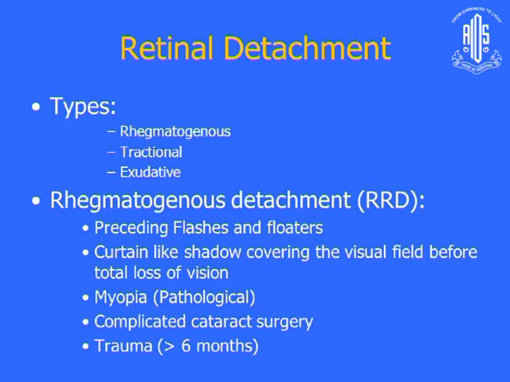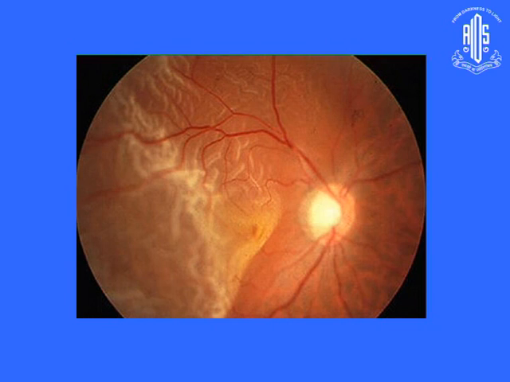If there is a history of complicated cataract surgery, or if you see on slit lamp that the surgery was complicated, then also you can consider the possibility of retinal detachment. This is in the history itself. Trauma usually doesn't cause it immediately; it is anything more than 1 or 2 months later, and usually we see retinal detachment after 6 months.